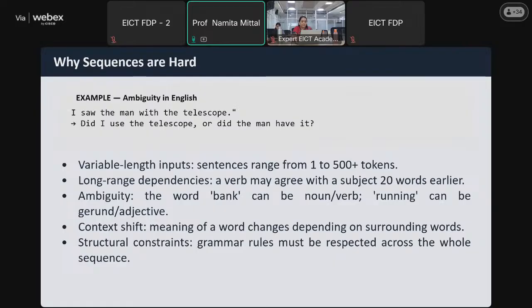So context shift is when the meaning of a word changes depending on the surrounding words. That creates the ambiguity. Structural constraints: grammar rules must be respected across the whole sequence.